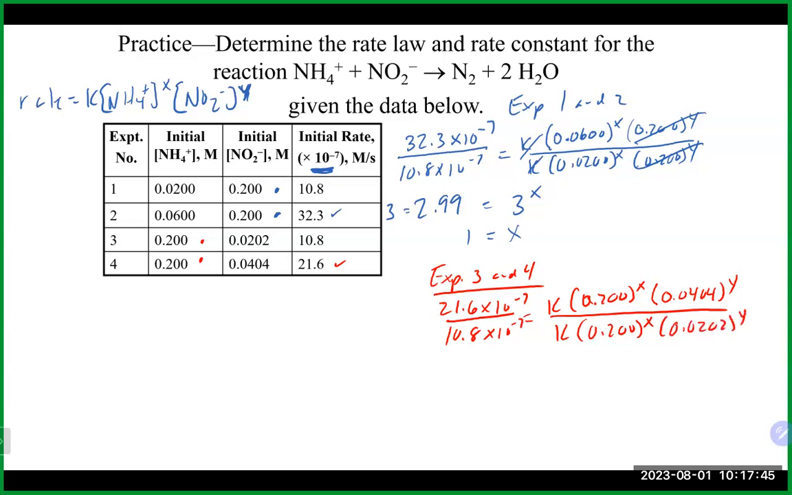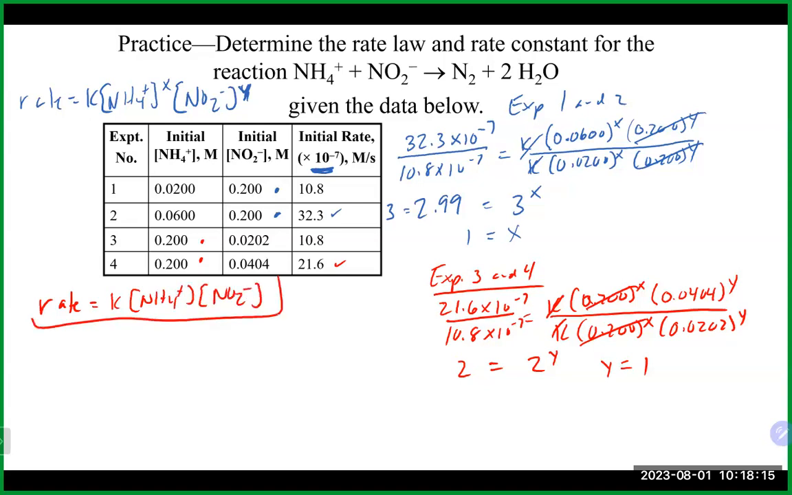So again, doing my division here, we're going to end up with a 2 is equal to these here canceling out completely, and a 2 to the y, which means y is equal to 1 in this case as well. At this point, that means that the completed rate law would be the rate is equal to K times NH4 plus times NO2 minus. Again, you don't put the ones usually.